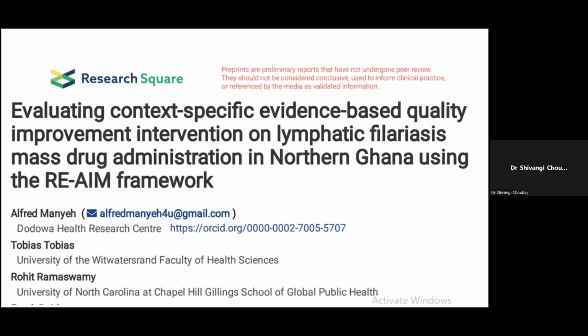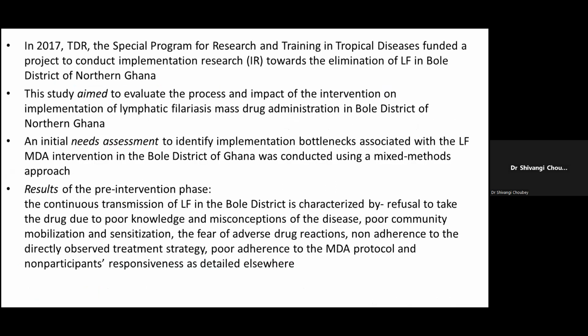So this is the study which was done in Ghana: evaluating a context-specific evidence-based quality improvement intervention on lymphatic filariasis mass drug administration in northern Ghana using the RE-AIM framework. Before 2017, there was mass drug administration for lymphatic filariasis in northern Ghana, but the result was not satisfying, and there was not much reduction in filariasis.